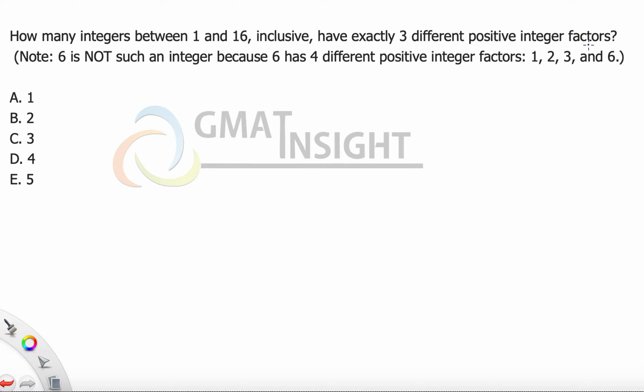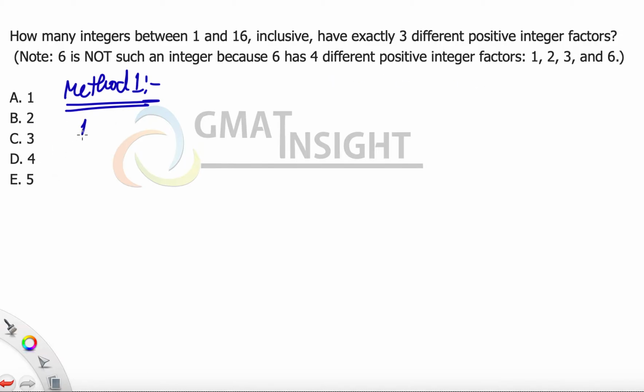different positive integer factors. The question defines that 6 is not such an integer because 6 has 4 different positive factors, 1, 2, 3 and 6. So the first thing is, to answer this question, I will quickly use method 1 for most of the people who know nothing about this concept of three factors.